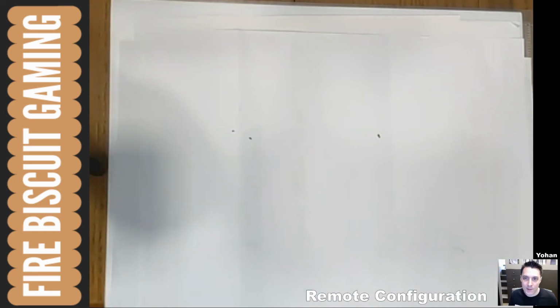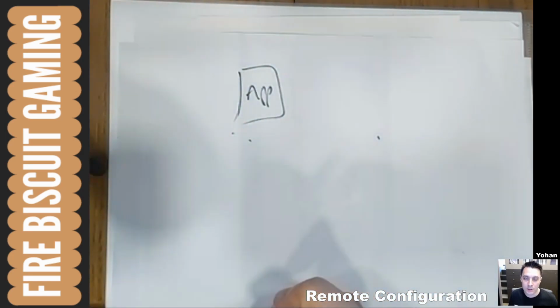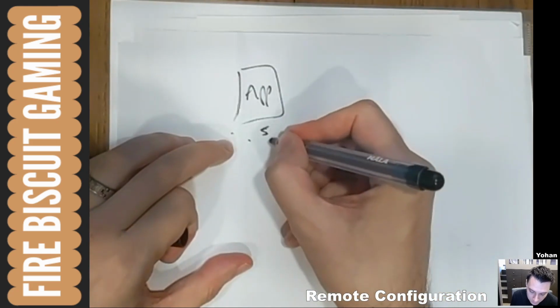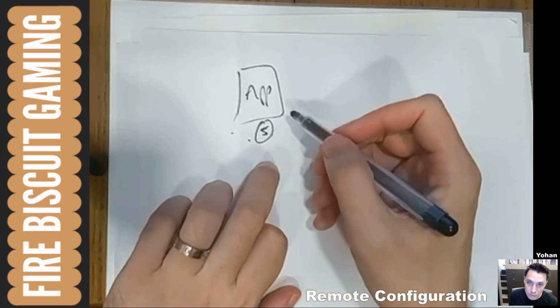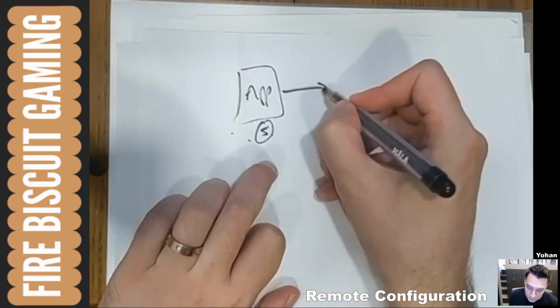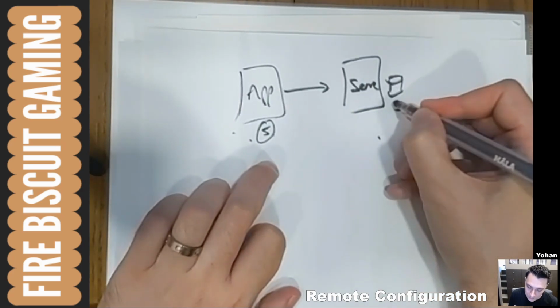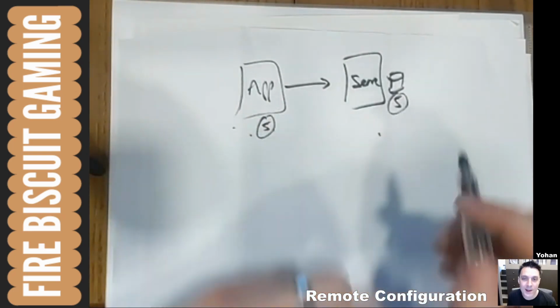So you have an app, typically with some magic number. Let's say the number of pictures you want to show on the home screen, let's say 5. Remote configuration simply means you take this value and move it from the client on the app to a server somewhere, in some database. So now you have a copy of that value on both the app and the server.